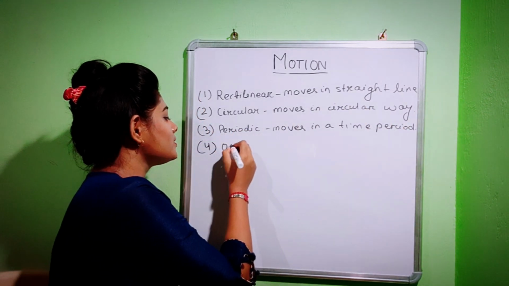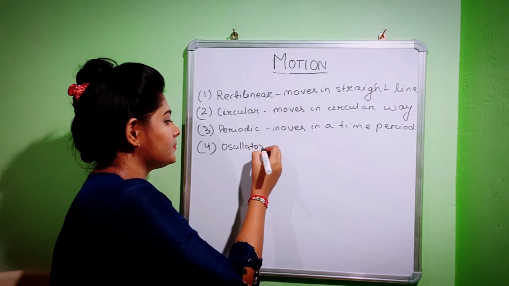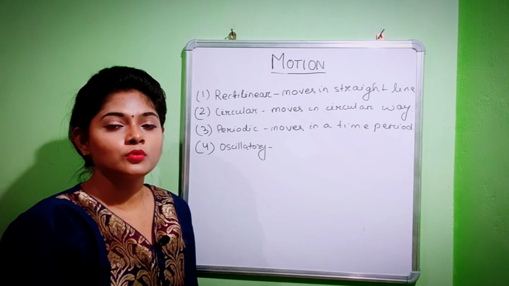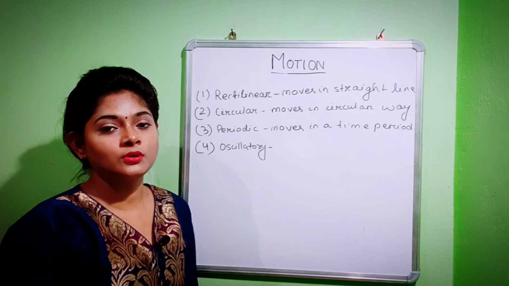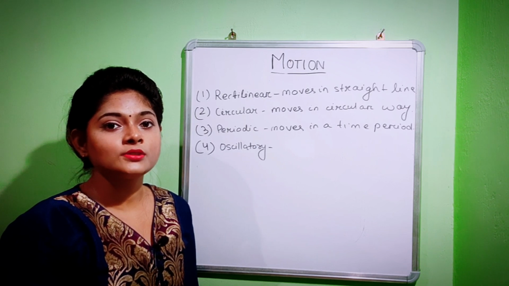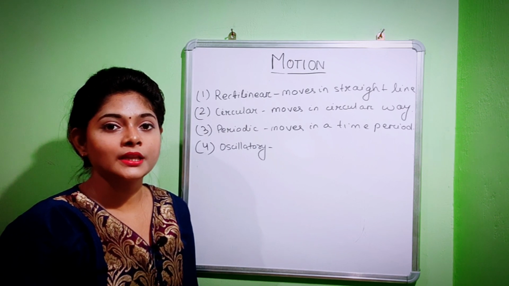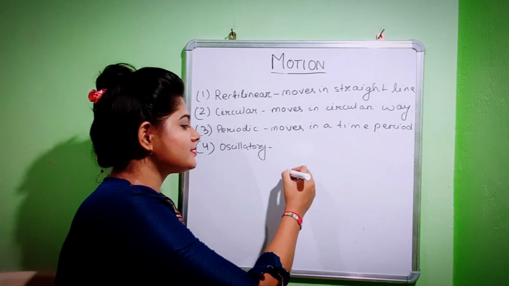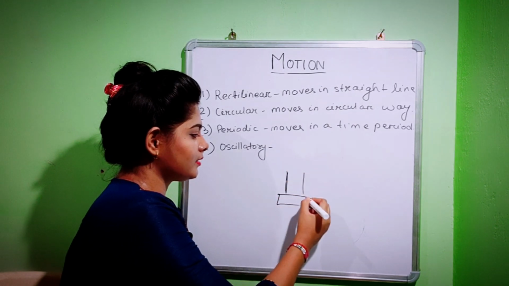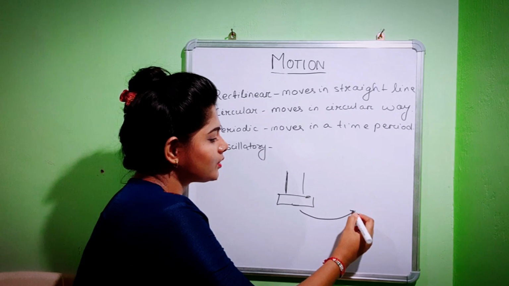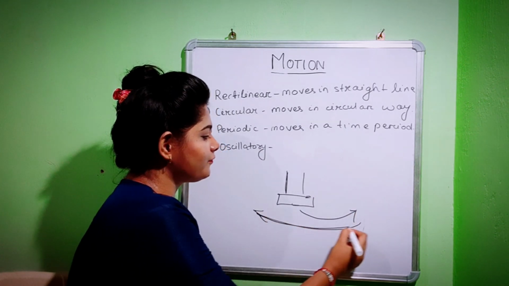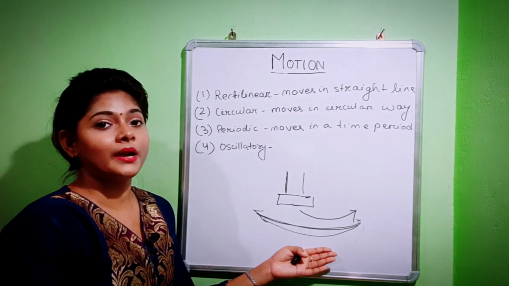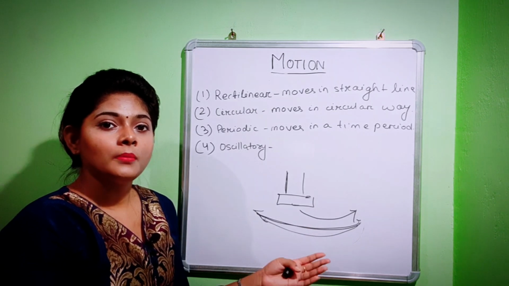Fourth one is oscillatory motion. So what is oscillatory motion? When an object moves in a to and fro manner, that is known as oscillatory motion. So what is to and fro motion? Have you seen the movement of a pendulum or a swing? How does it move? Now let's see that. Suppose this is a swing. So how does it move? First it goes forward, then backward, again forward, then backward, and it moves like this. This movement is known as to and fro manner.